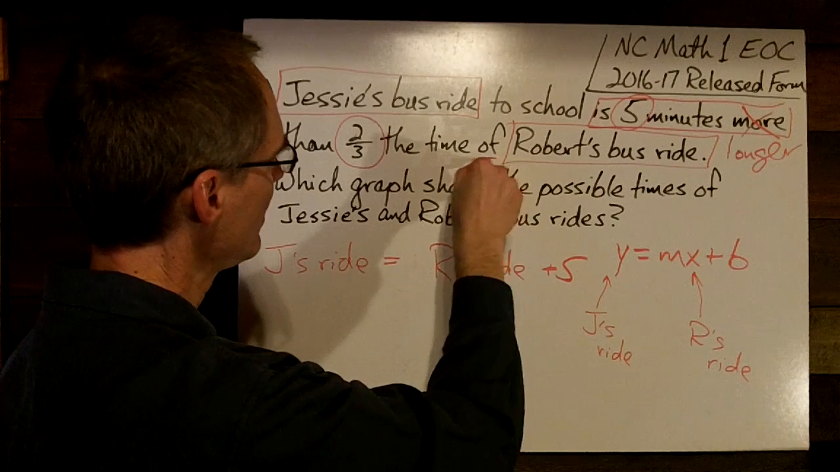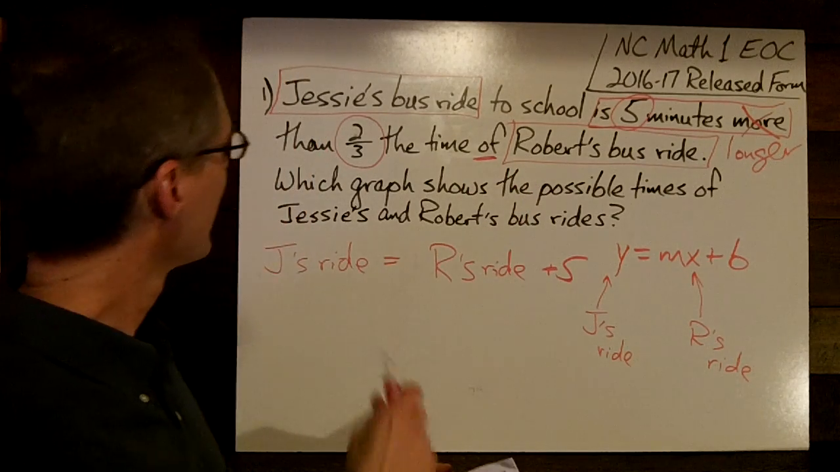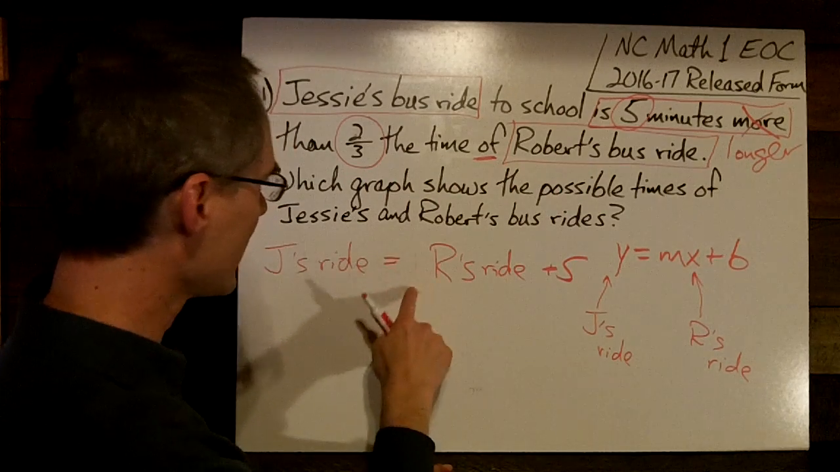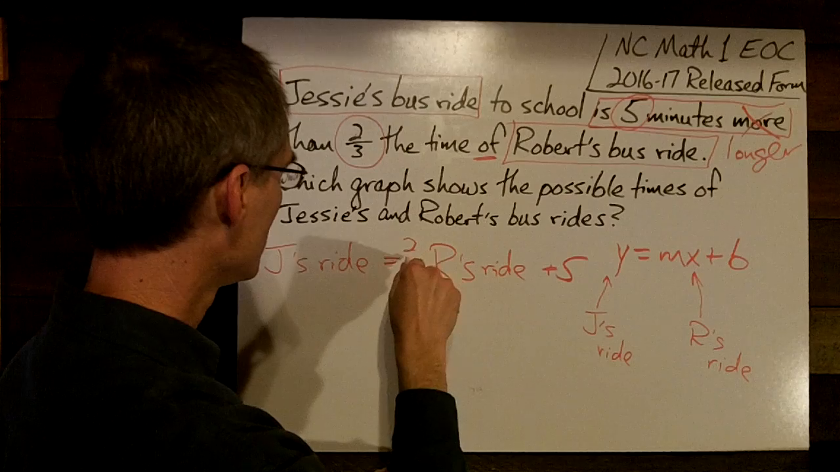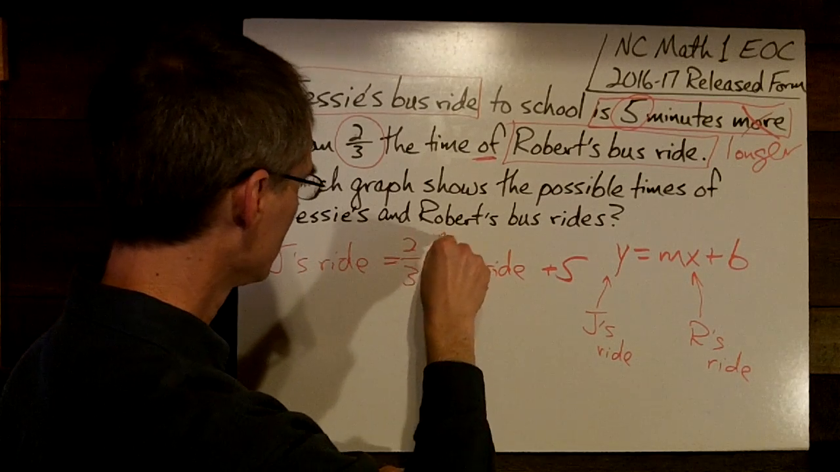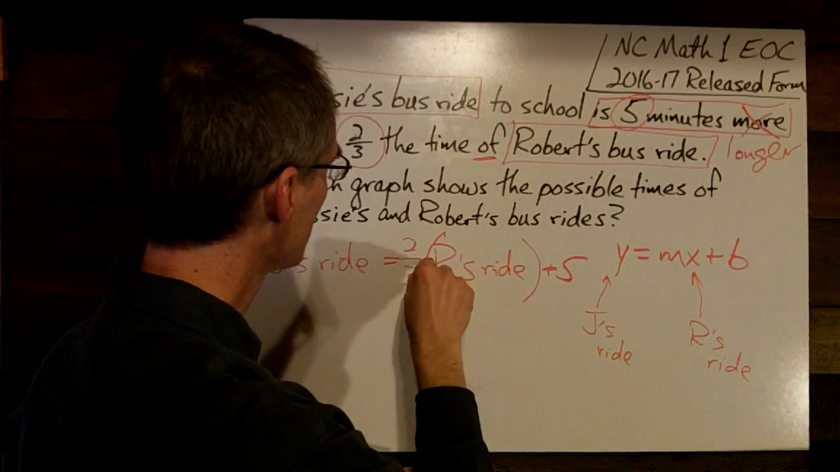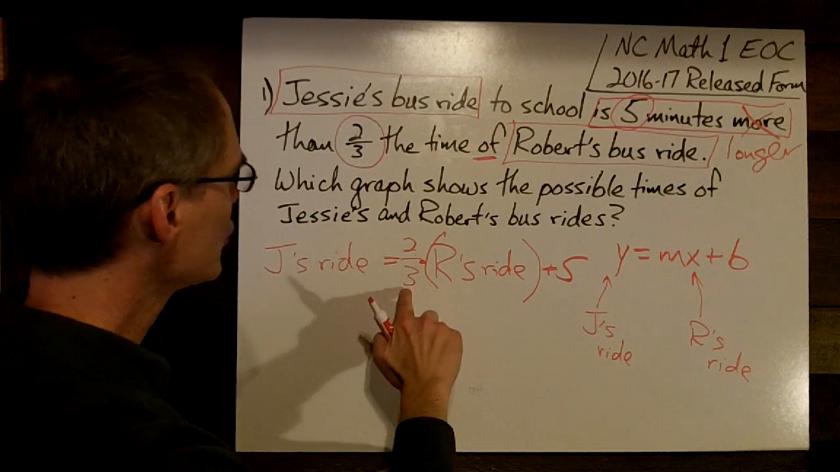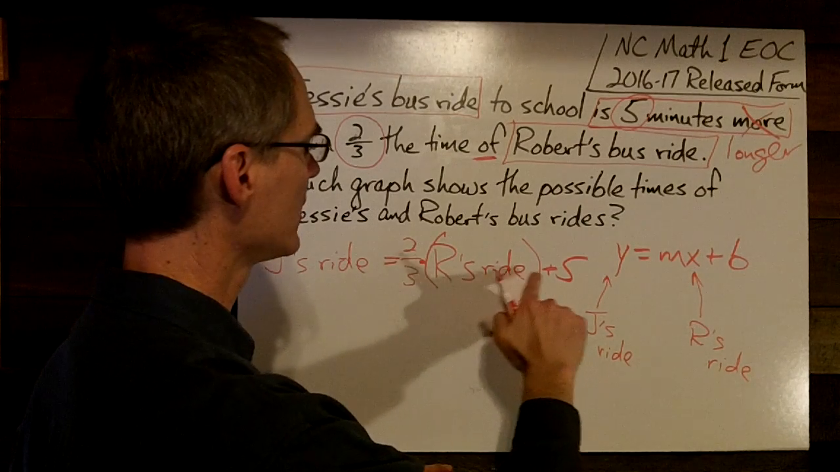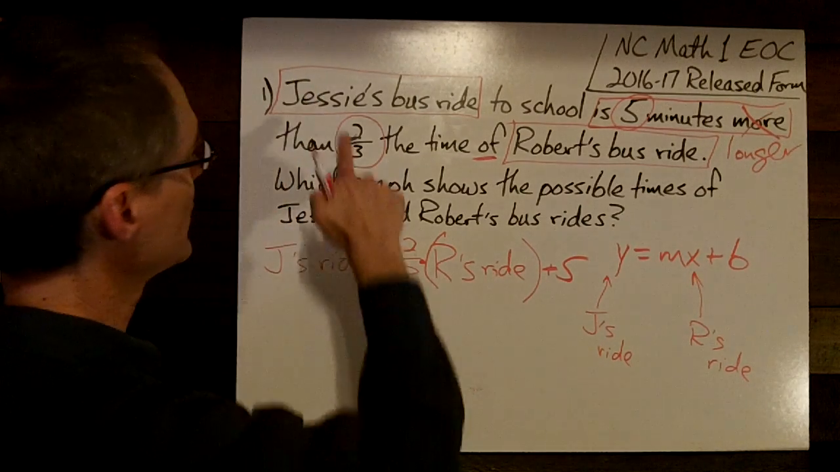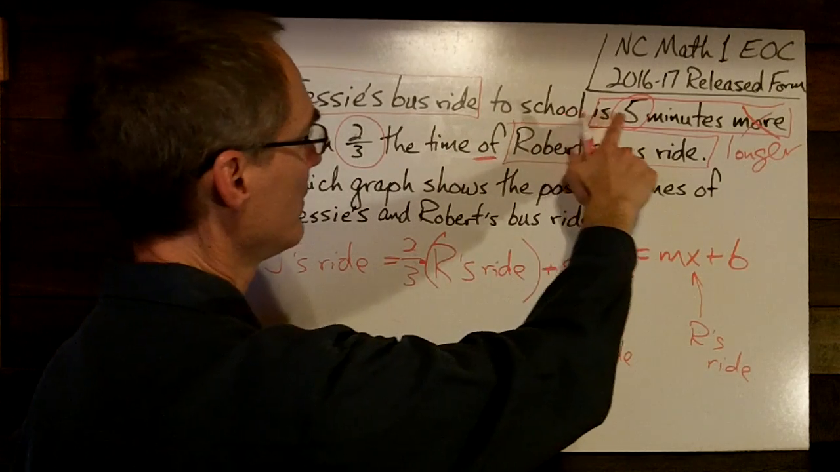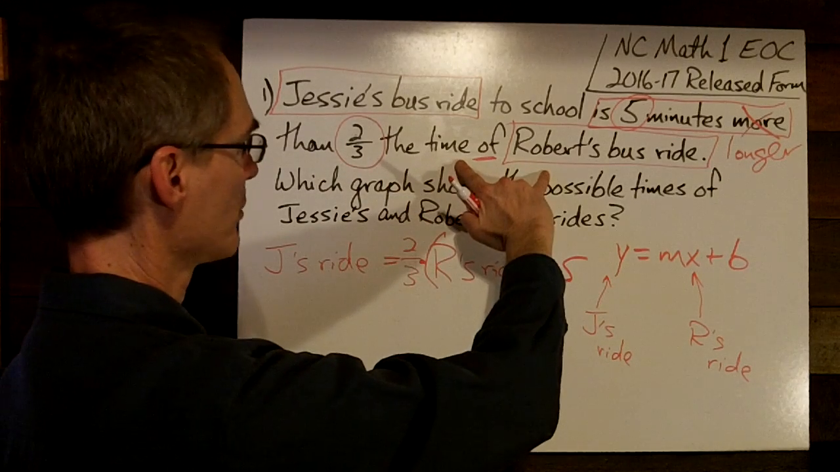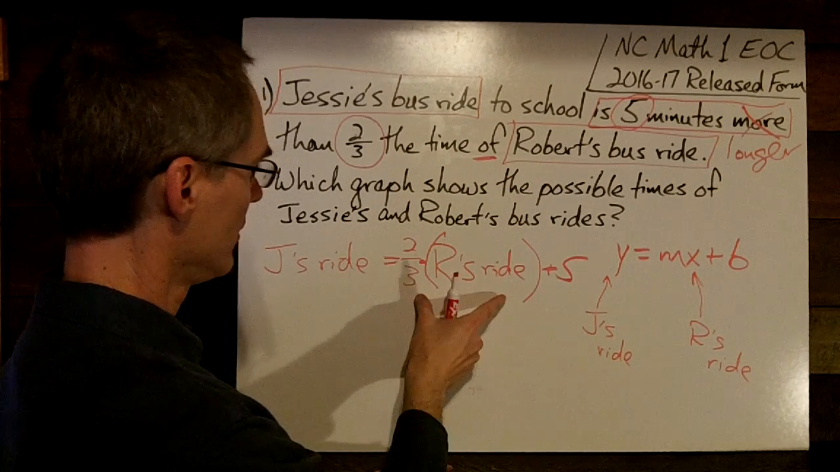I remember that of usually means multiply. So 2/3 of Robert's bus ride. Well, if I multiply 2/3 times Robert's bus ride, put that in parentheses, now I have an equation that reads Jesse's ride equals 2/3 times Robert's ride plus 5. Jesse's bus ride is 5 minutes longer than 2/3 of Robert's bus ride.